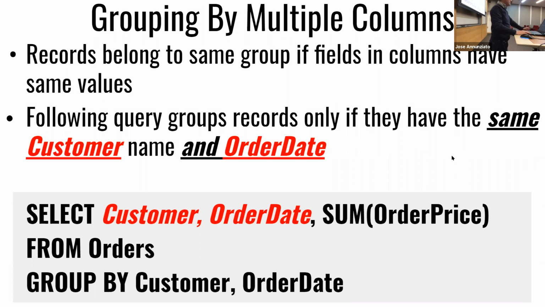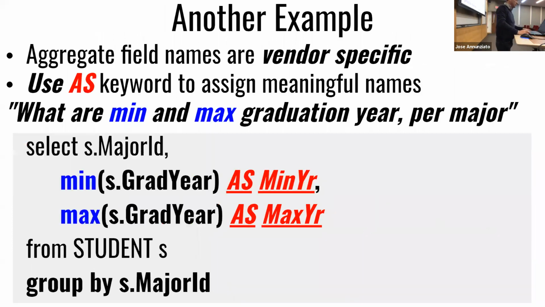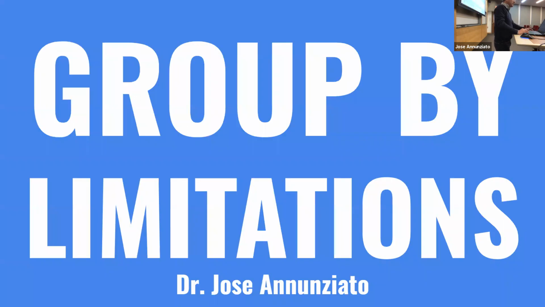Multiple columns means that you can group by not only one column but two columns, and that means that if values in those two columns are the same, then they fall in the same bucket. Like customer and order date, so you're grouping by two fields. Here's just a couple examples on grouping by major ID and identifying the minimum and maximum graduation year.